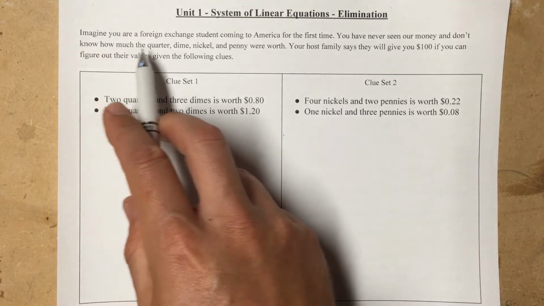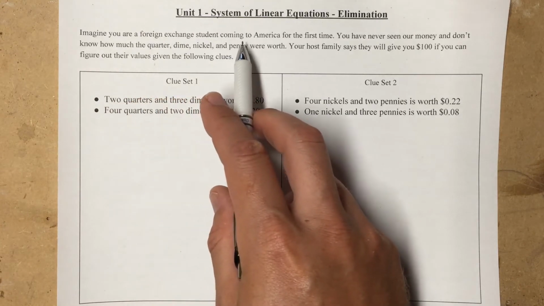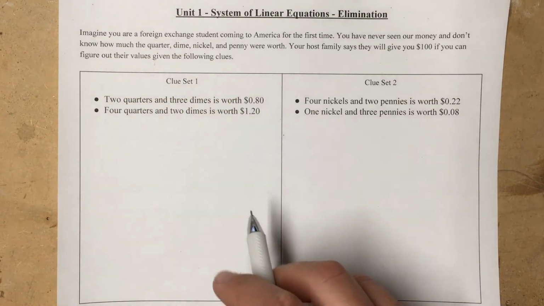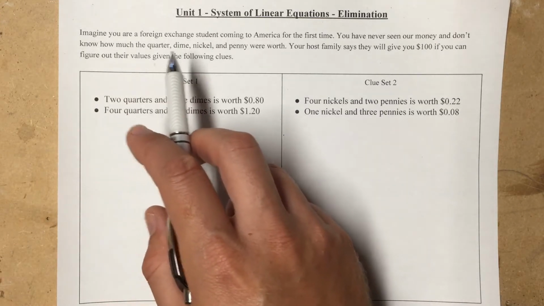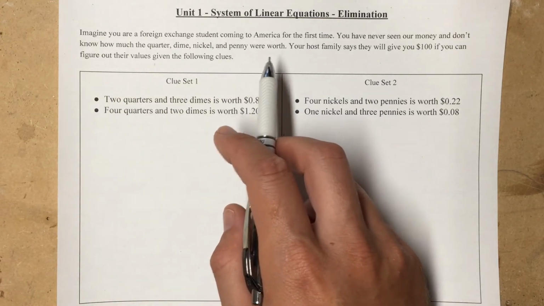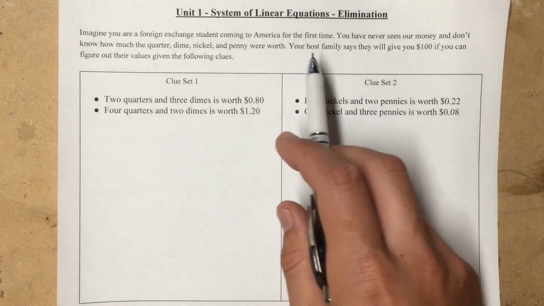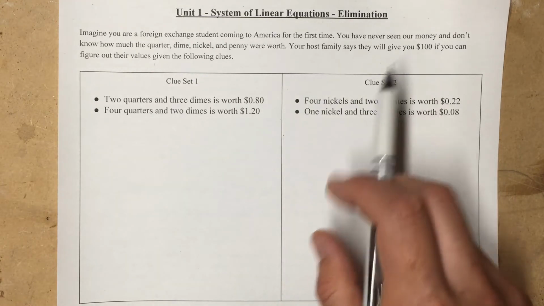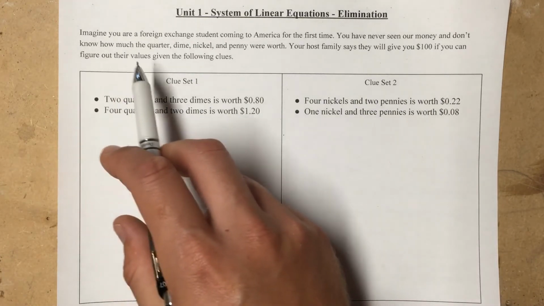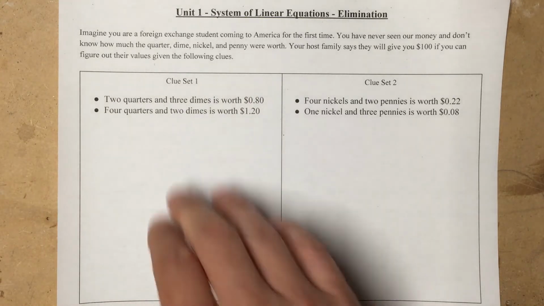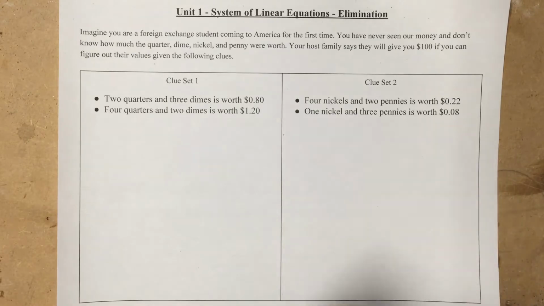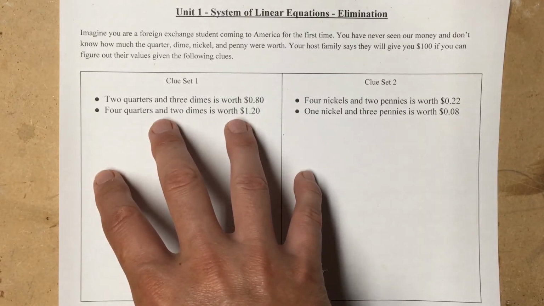So imagine you are a foreign exchange student coming to America for the first time. You've never seen our money and don't know how much the quarter, dime, nickel, and penny are worth. Your host family says they will give you $100 if you can figure out their values given the following clues. So we're going to have clue set 1 and clue set 2. So let's take a look at clue set 1.